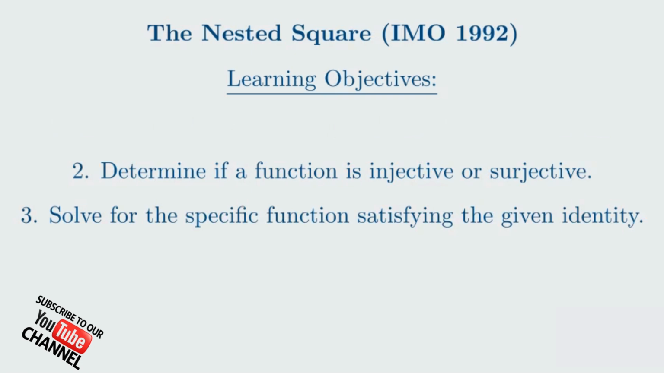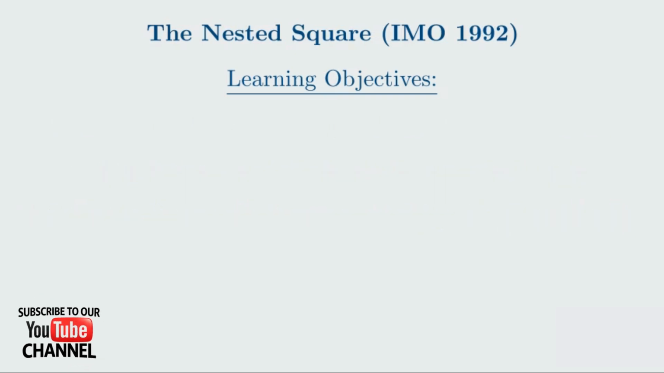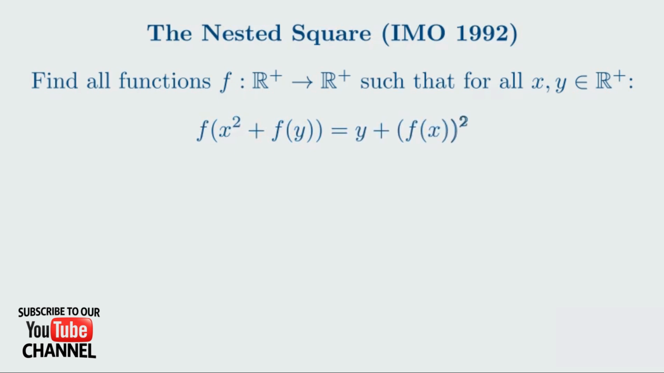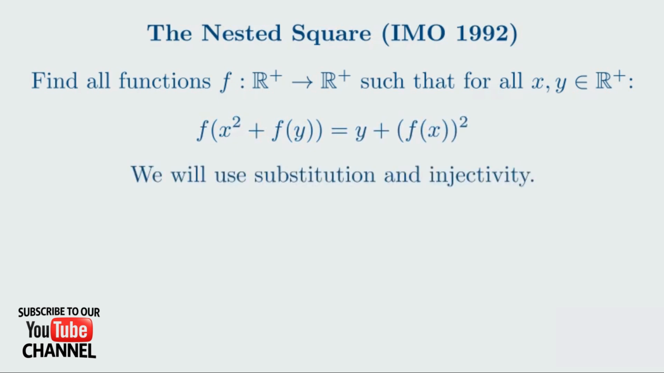Our goal is to find all functions mapping strictly positive real numbers to strictly positive real numbers that satisfy the equation shown on the screen. f(x² + f(y)) = y + (f(x))². By the end of this video, you will be able to apply substitution techniques and properties like injectivity to solve complex functional equations.